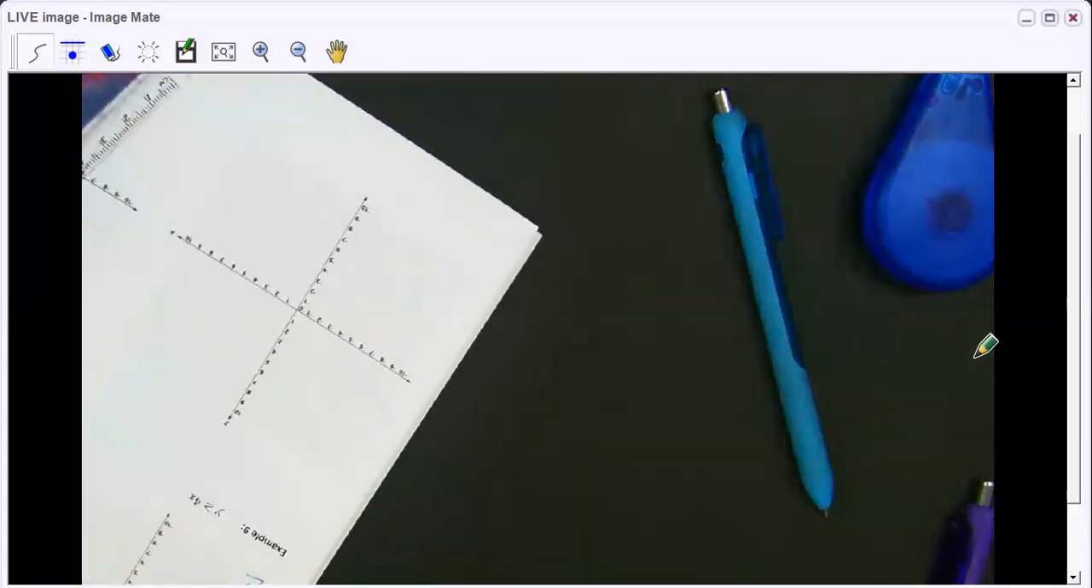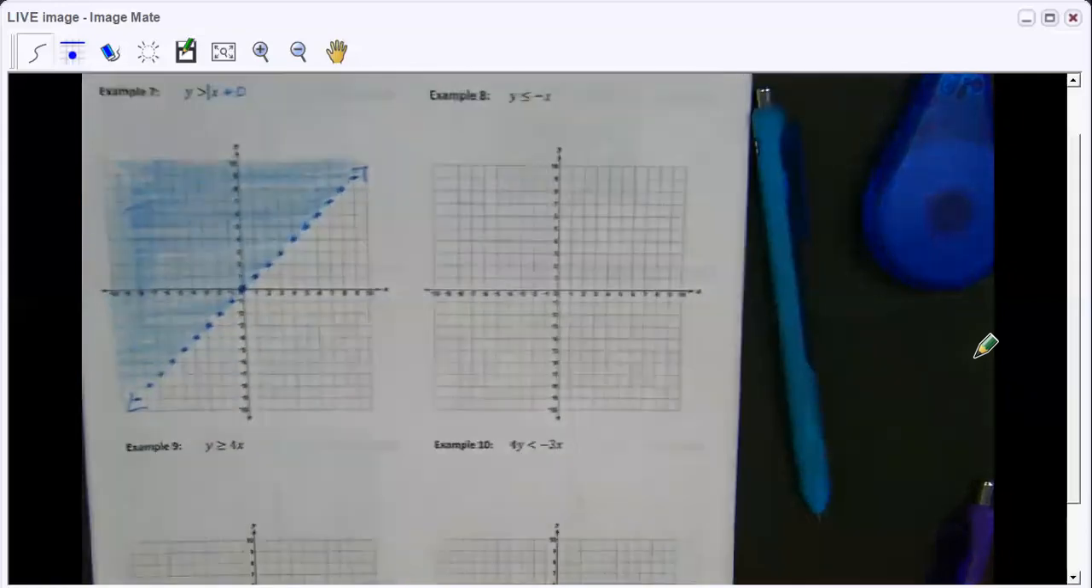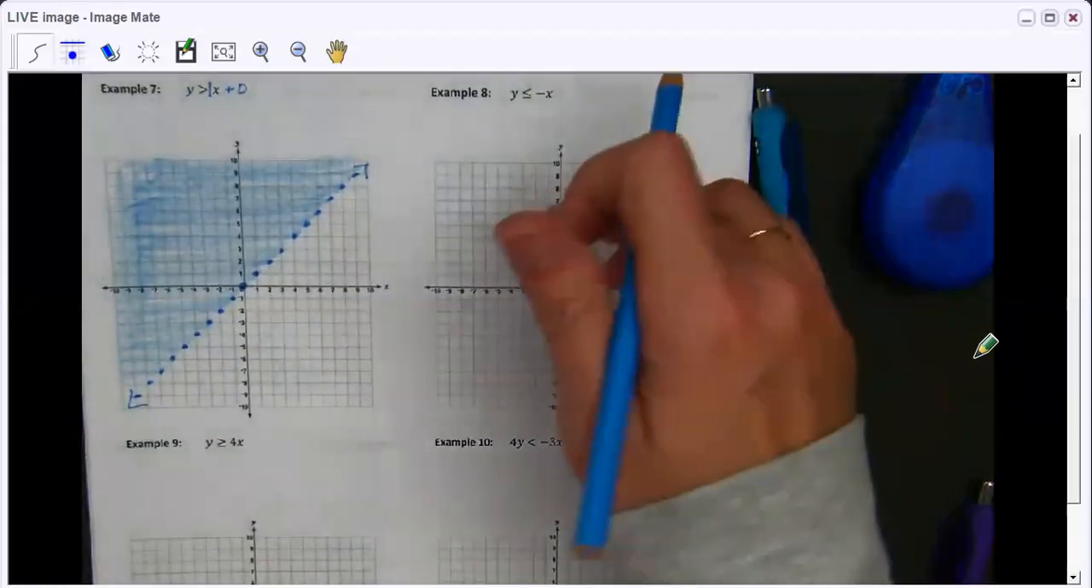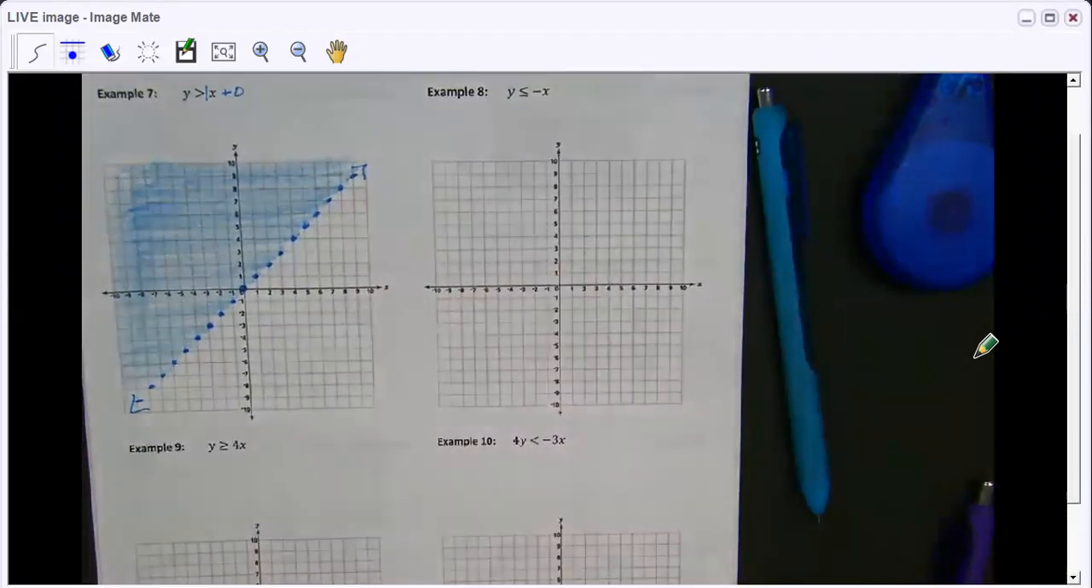Okay, and I want you guys to go ahead and graph the next one. It's just negative x. And actually, I want you guys to go ahead and graph 8, 9, and 10. You should be able to do all 3 of those on your own. So I'm going to pause the video and then we will come back and check our answers on 8, 9, and 10.